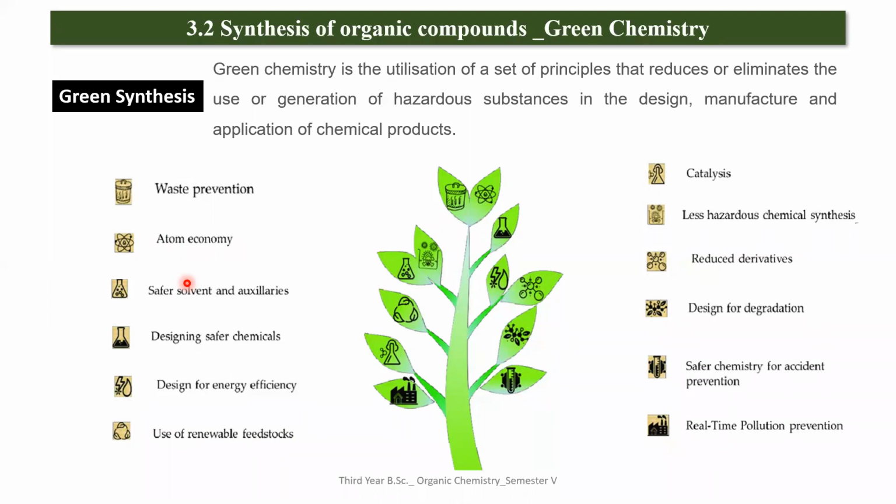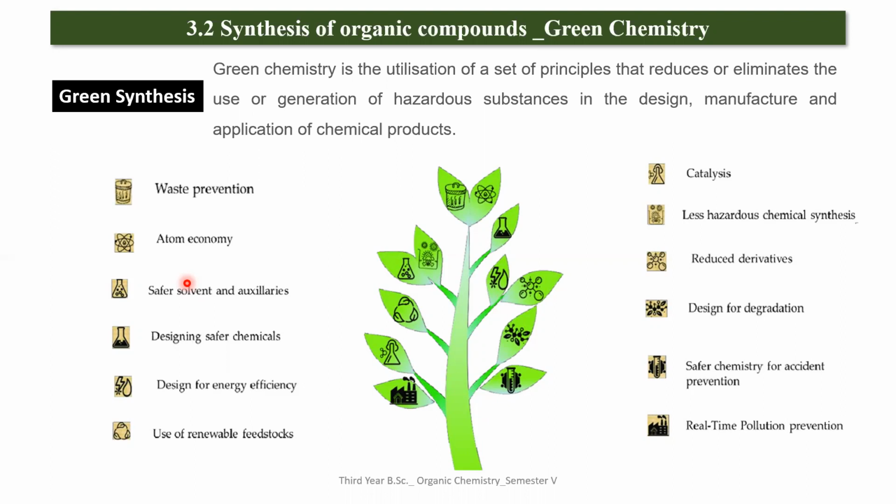Next one is design for energy efficiency. The energy requirement for a given reaction should be minimized. It is best to be able to carry out the reaction at room temperature and pressure. What is happening when we perform some reactions? Unnecessarily, we heat the compound. If the reaction can happen at room temperature, then why should we put in heat? At that time, we should think about the energy. Most of the time we should carry out the reaction at room temperature, so there is no need to use excess energy. In this way, we can minimize the energy and use energy efficiently.